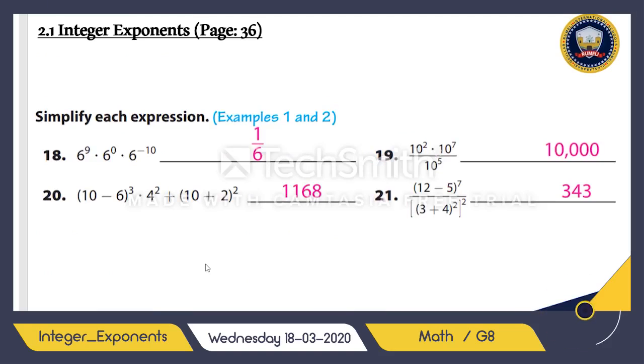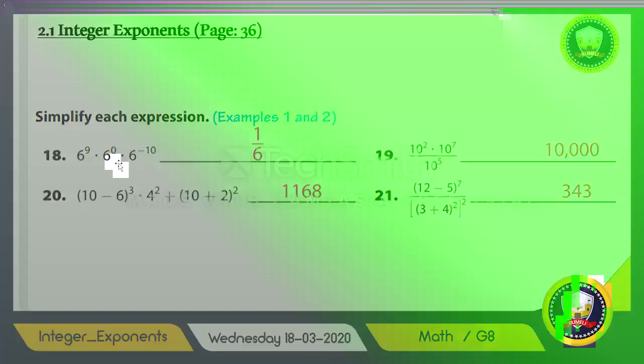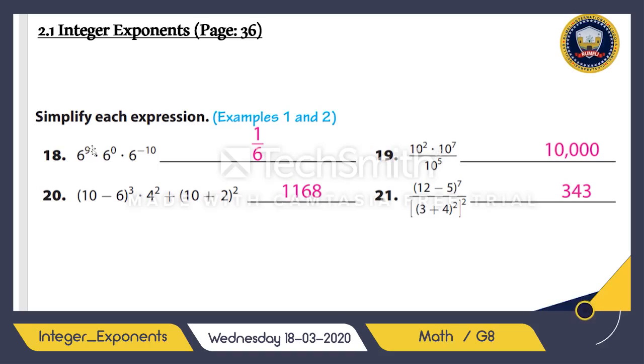Okay, simplification. Another example of simplification. 6 to the power of 9 times 6 to the power of 0 times 6 to the power of minus 10. I have the same base. All of them are 6, so I'm going to add 9 plus 0 minus 10. What is it? 9 minus 10 is minus 1. So it is 6 to the power of minus 1, which is 1 over 6 to the power of 1, or 1 over 6.